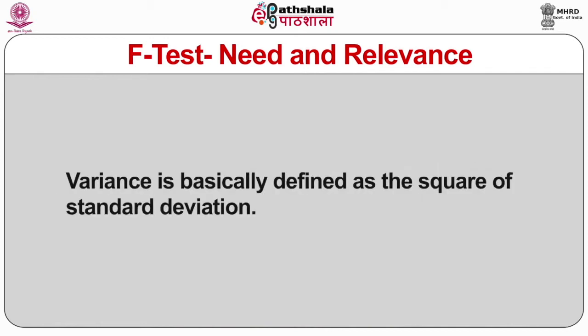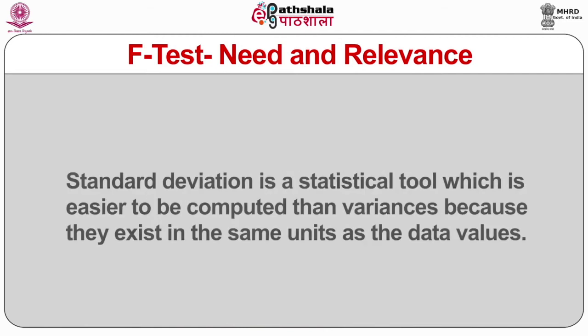Variance is basically defined as the square of standard deviation. Standard deviation, we all know, is a statistical tool which is easier to compute than variance because it exists in the same units as the data values. However, the analysts make use of the variances in their computations. F-tests can be utilized under different situations, not being considered just as the ratio of the variances. Therefore, the F-test can help us to appraise the equality among the variances. This is an important part of analysis of variance, which is generally called ANOVA.